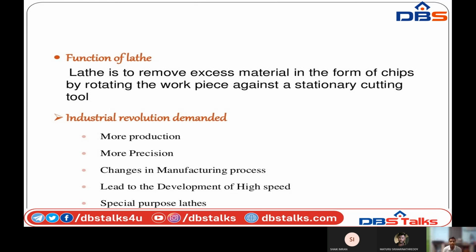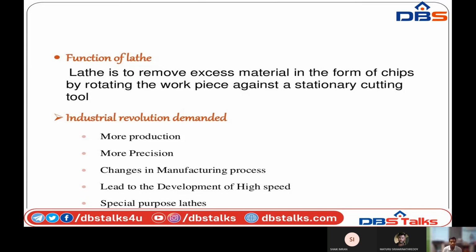Coming to why industrial revolution demanded lathe machines, we prefer lathe machines in industrial areas because of more production. In olden days we used conventional or traditional machines, which took a long time to produce parts compared to advanced lathe machines. These days we use advanced lathe machines, namely CNC lathe machines, computer numerical control machines. By using CNC machines, producing the parts takes the shortest time. Lead time is very low because of advanced lathe machines.